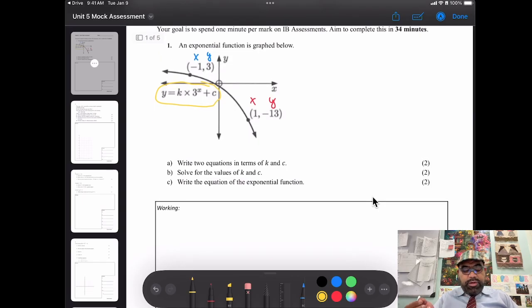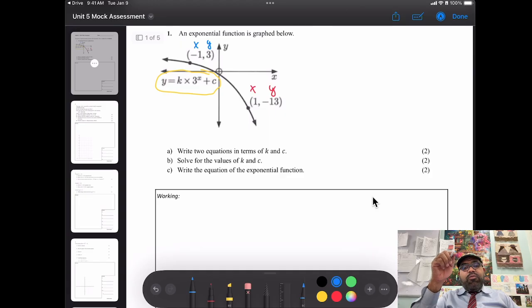A, write two equations in terms of k and c. Equation number 1 is just substitute x and y in the equation, okay, guys? And then just move the equal sign to the end. Make it simple, okay? Then first one, let's keep it as it is right now. 3 equals k times 3 to the negative 1 power plus c.